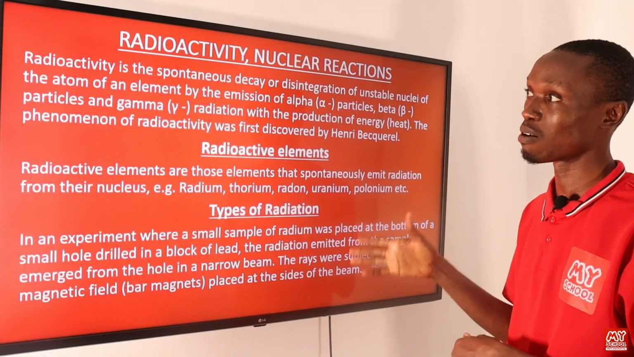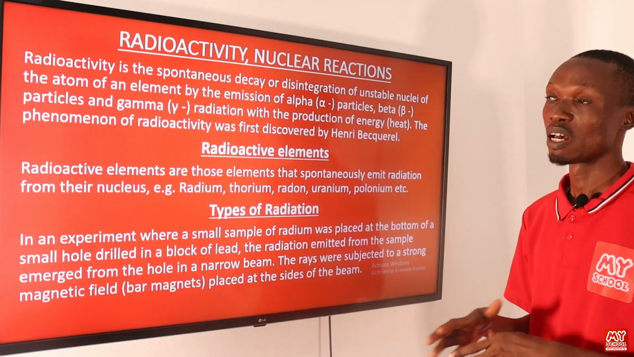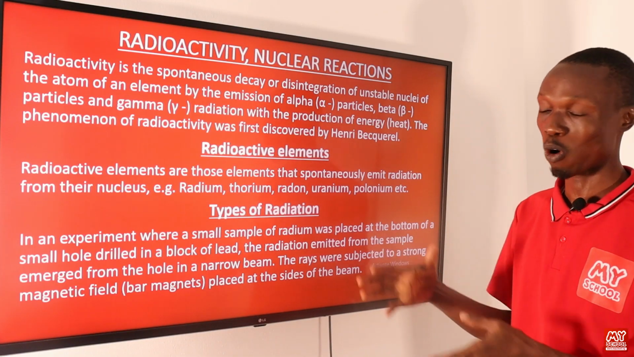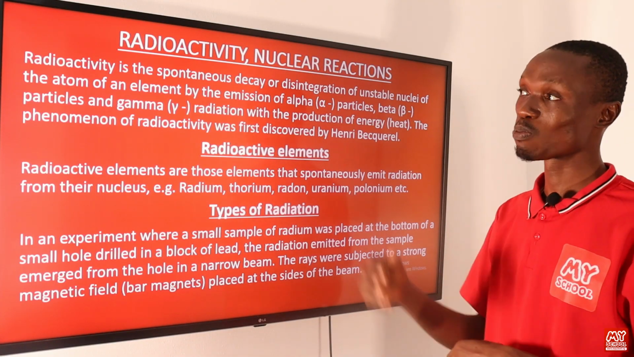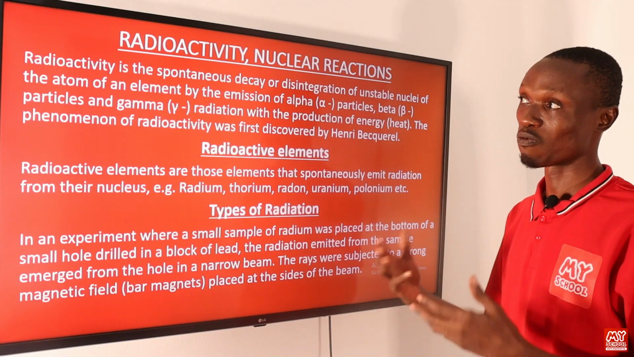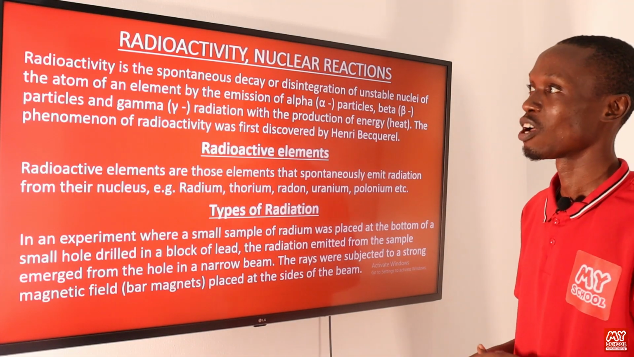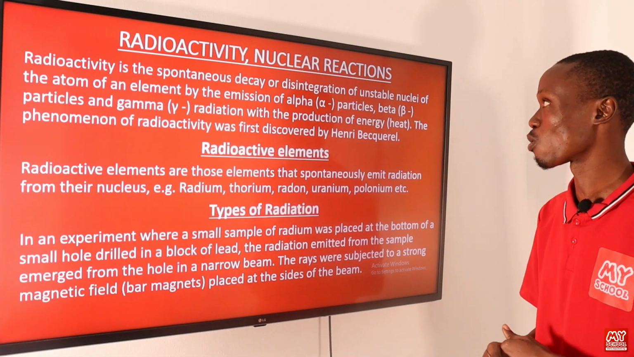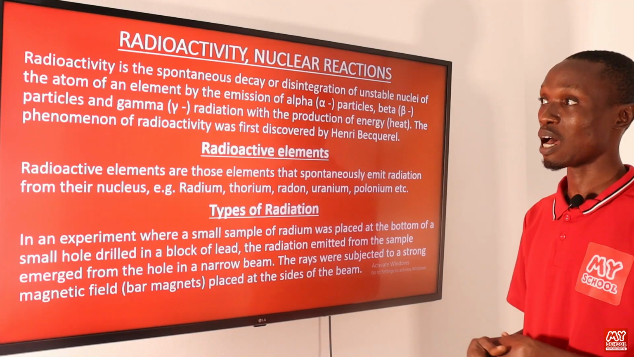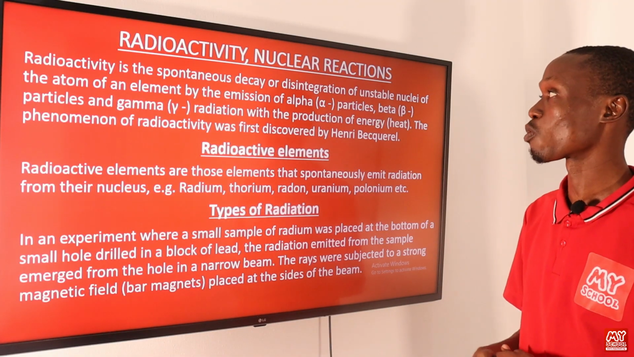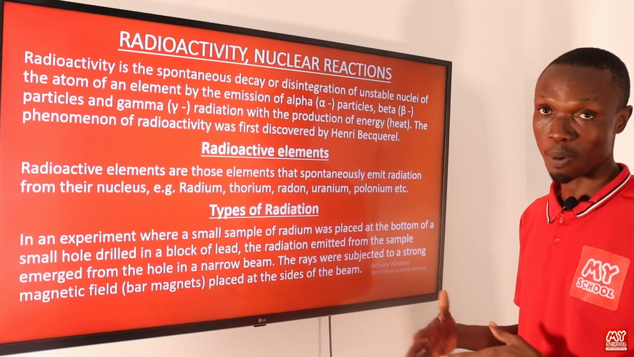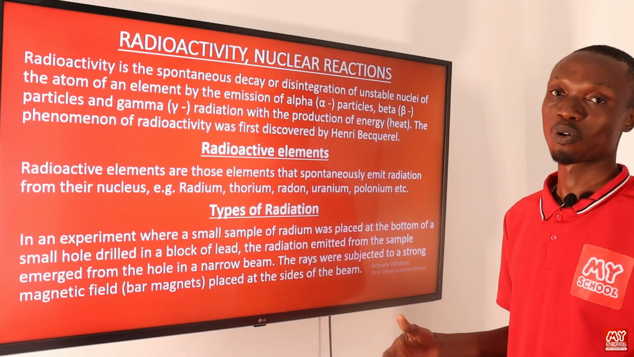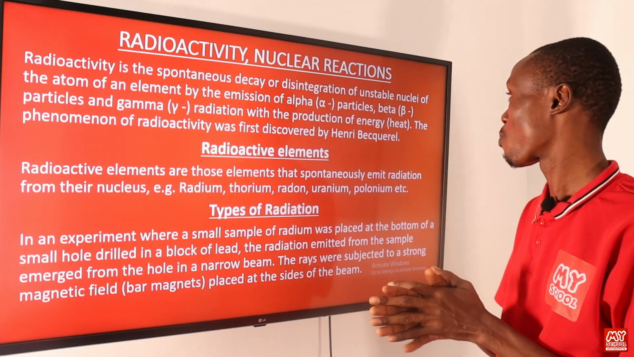In the first slide, basically we are going to be looking at the meaning of radioactivity, then radioactive elements, and then types of radiation. So let's begin with the meaning or the definition of radioactivity. Radioactivity is the spontaneous decay or disintegration of unstable nuclei of the atom of an element by the emission of alpha particles, beta particles, and gamma radiations with the production of energy. And this energy is in the form of heat.